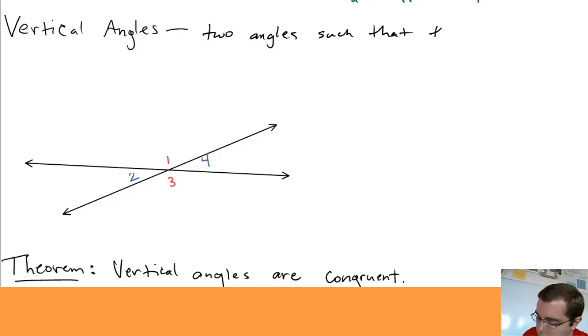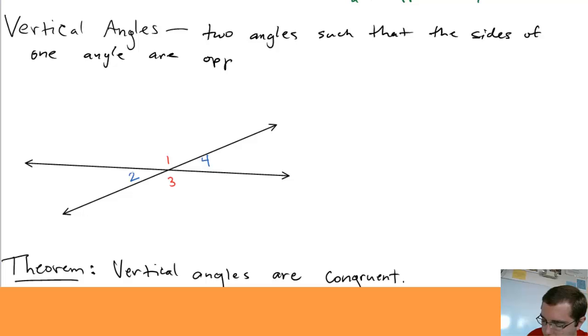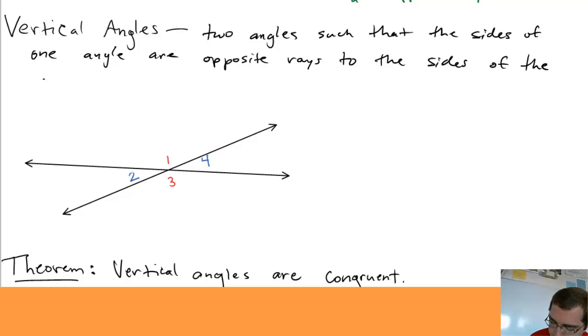such that the sides of one angle are opposite rays to the sides of the other angle. If you remember back to last week, we said that opposite rays are rays that have the same endpoint but point in opposite directions along a line. So two angles are vertical angles if their rays are opposite rays of each other.